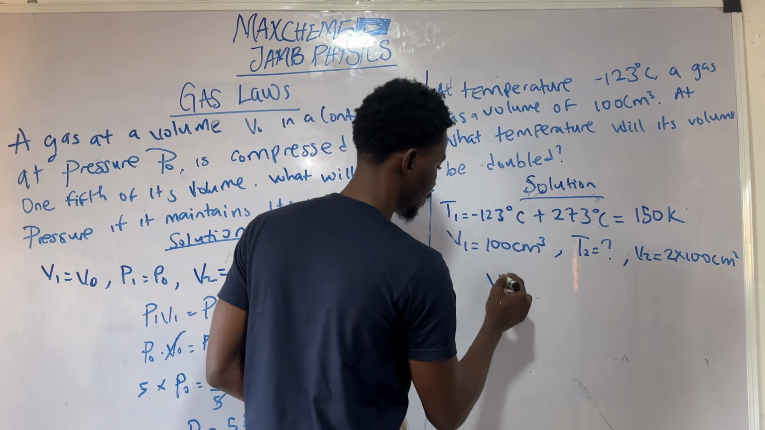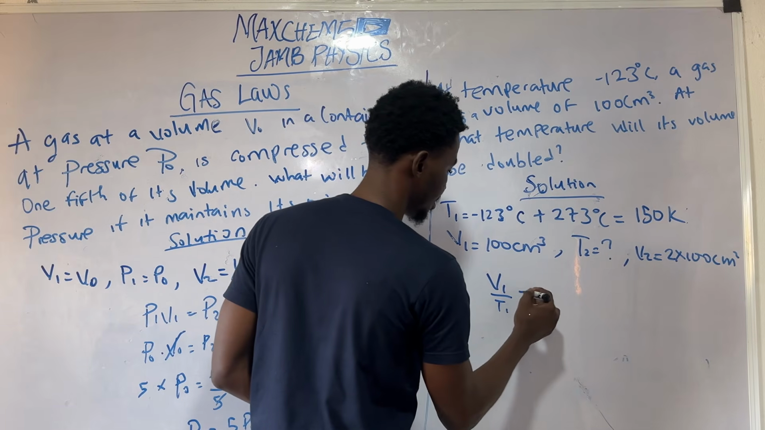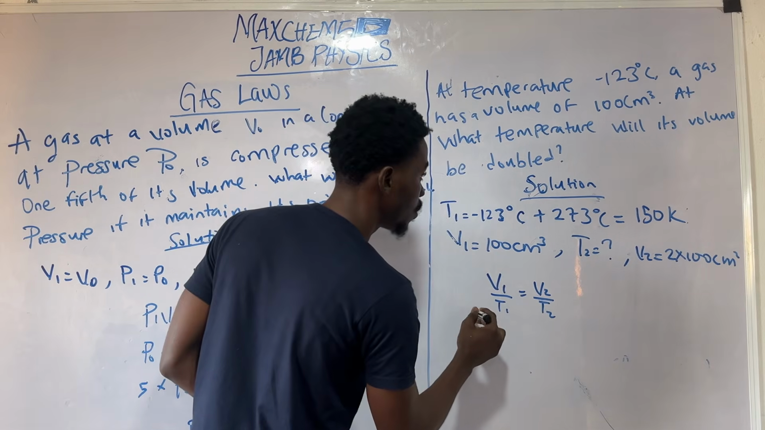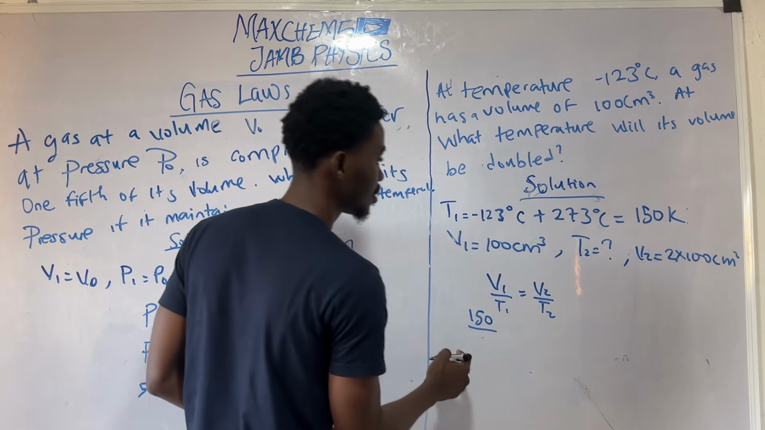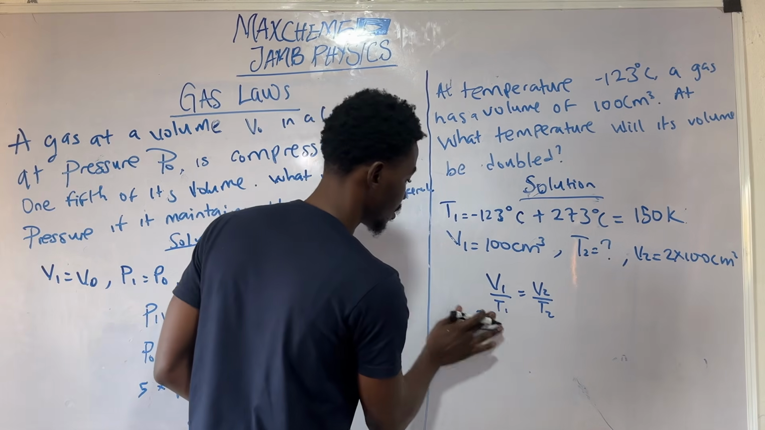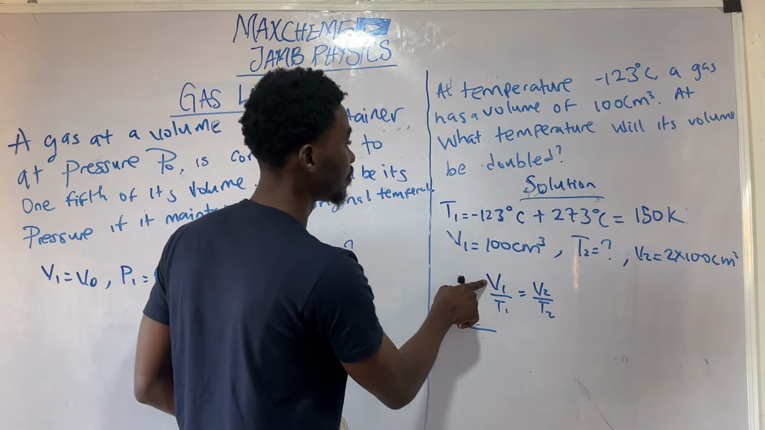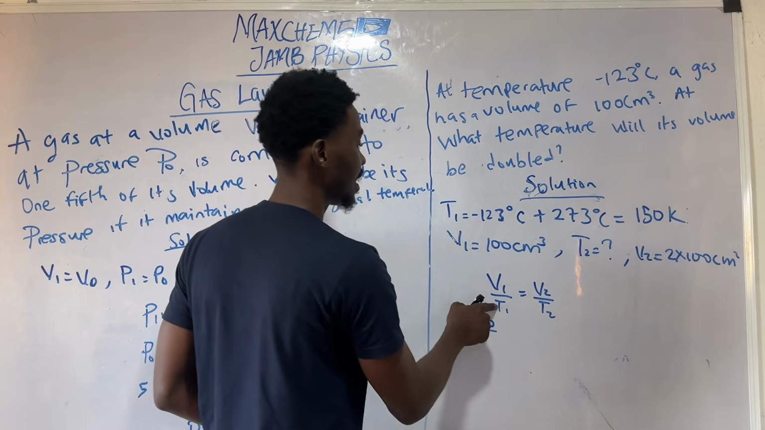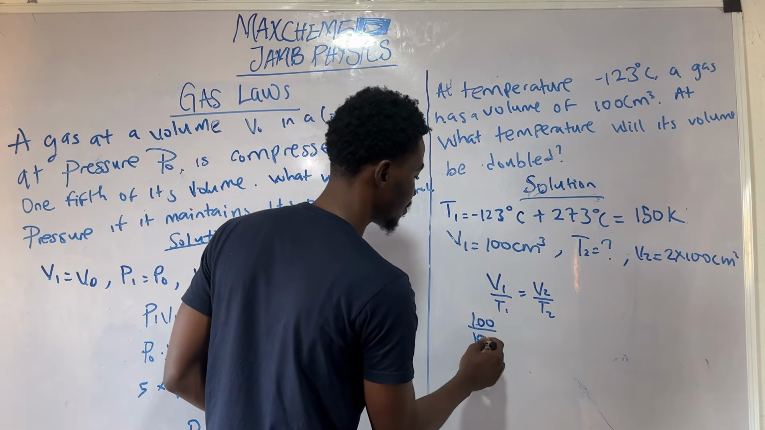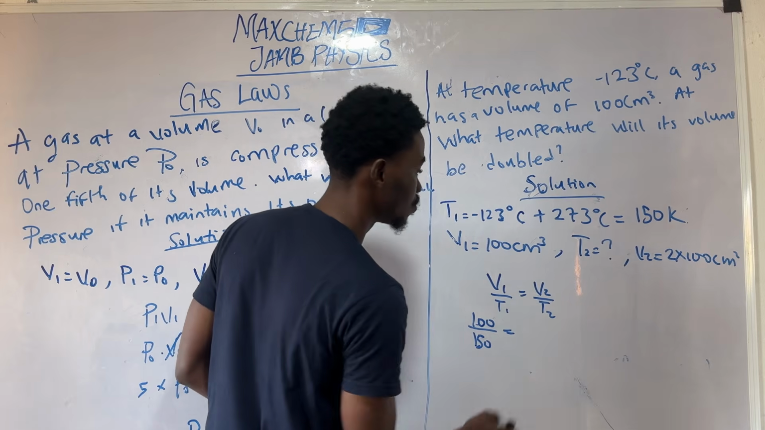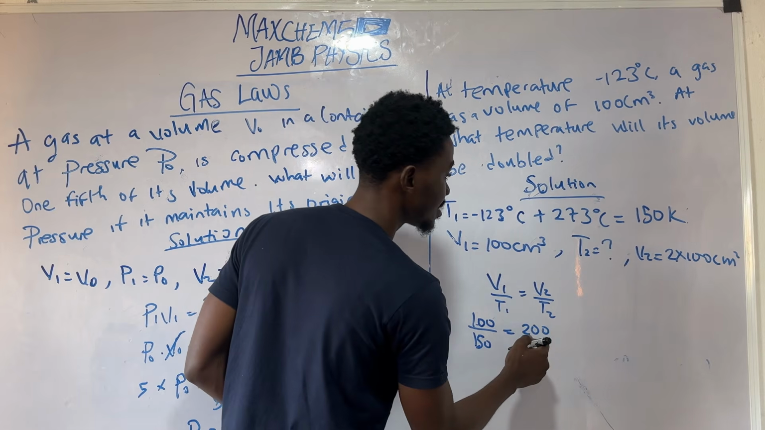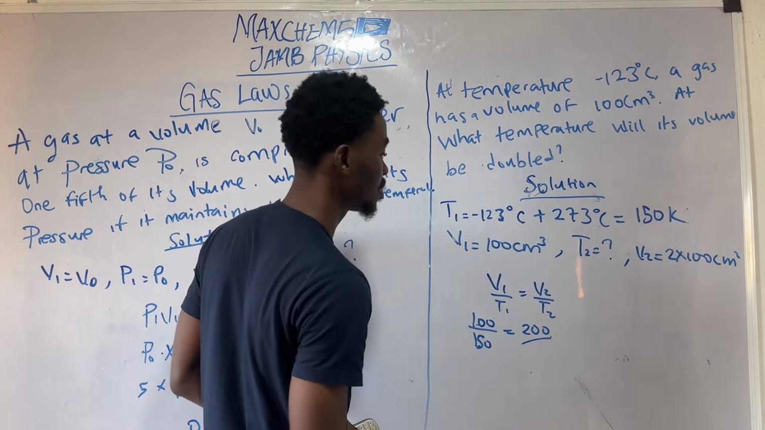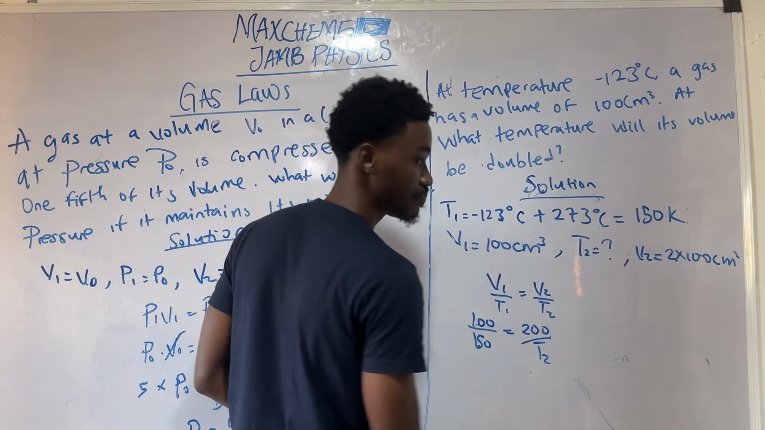Charles' law is giving us V1 over T1 is equal to V2 over T2. And from the parameters here, V1 is the volume, sorry, that's a mistake. So the volume we have here is 100 centimeter cube. And the T1, the initial temperature, is 150 Kelvin. V2 is 200 centimeter cube. And T2 is the unknown being asked to find.